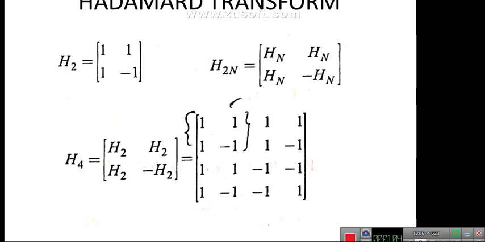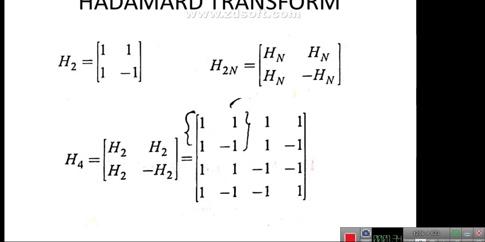So H2, H2, H2 and minus H2. Already we have the coefficient values for H2. This is a 2 cross 2 matrix: 1, 1, 1, minus 1. Just substitute the coefficient values wherever H2 appears. Here for minus H2, change the sign of all the coefficients and then substitute. So here instead of plus 1, we have minus 1, minus 1, minus 1, and minus 1 means plus 1. So this is the Hadamard transform matrix for H4.